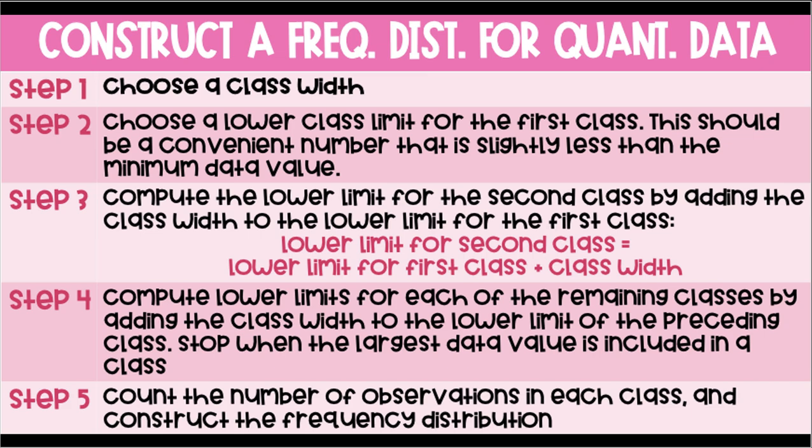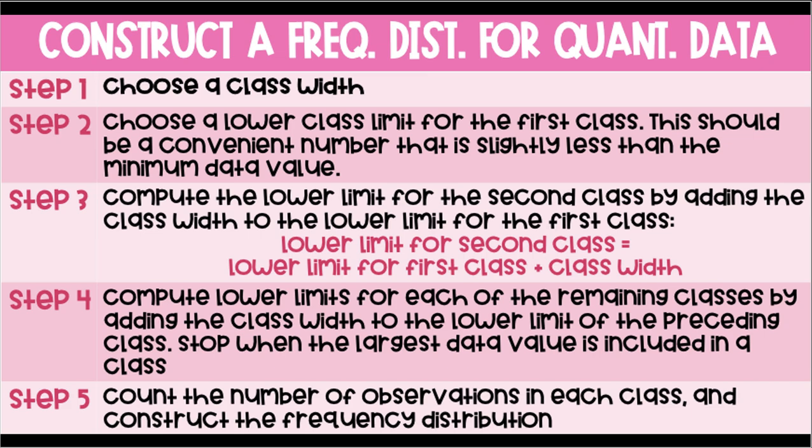We chose the class width for our data. Then we chose the lower class limit for the first class. And then we started adding the class width to create the lower limits. And then we created the upper limits by repeatedly adding the class width. But remember, the classes should not overlap. And then you just complete your frequency distribution by counting each of the individuals for each class. And then you just fill in your table, which we call frequency distribution.